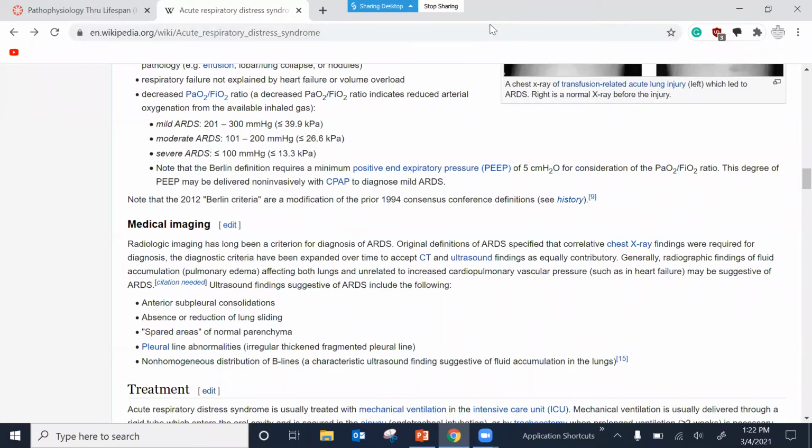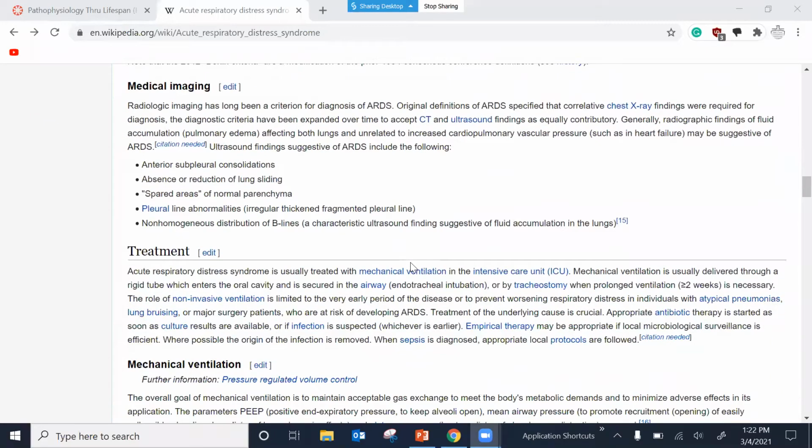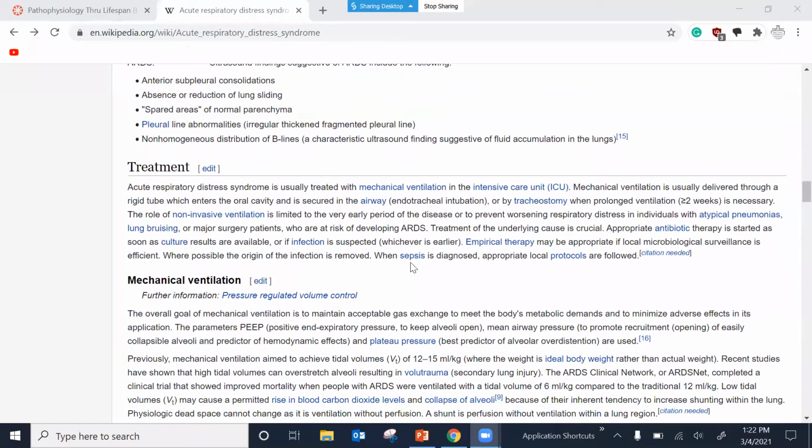I'm going to stop sharing for a second because sometimes if somebody joins Zoom, I can't see that I need to click the admit. The treatment, according to Wikipedia, is usually mechanical ventilation in the intensive care unit. Oh, there's something popped up. Gotta hit admit.